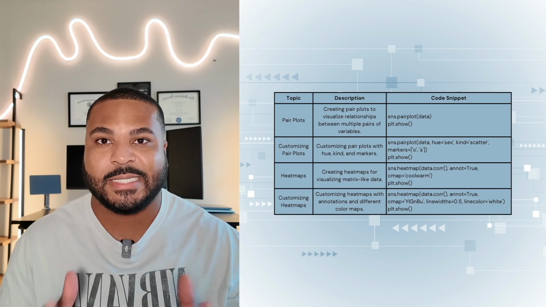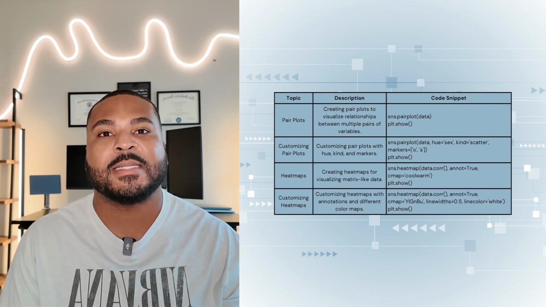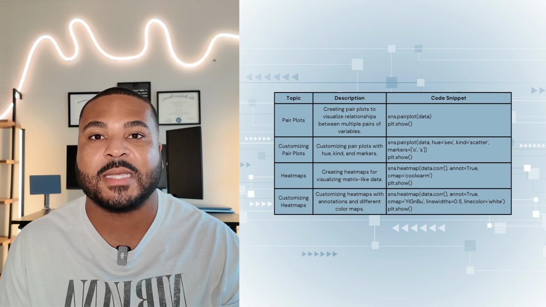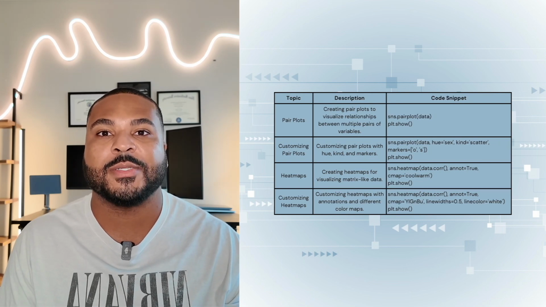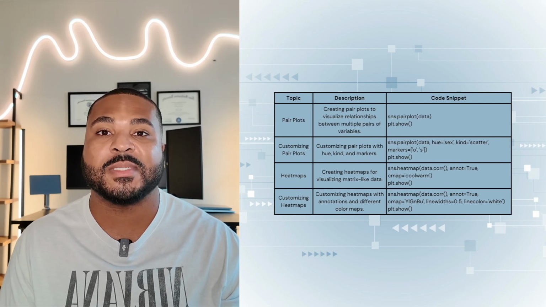So many customizations possible. So in the example of a customized pair plot, the data points are colored based on the sex column, and different markers are used for each category. This makes it easier to distinguish between different groups in the dataset.